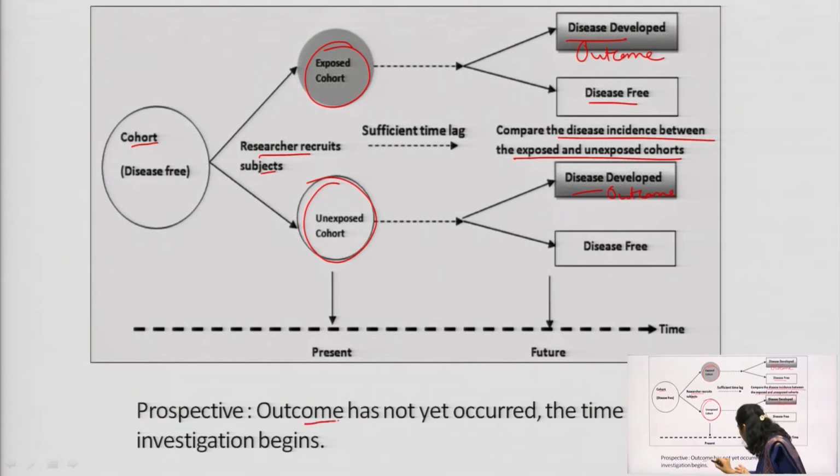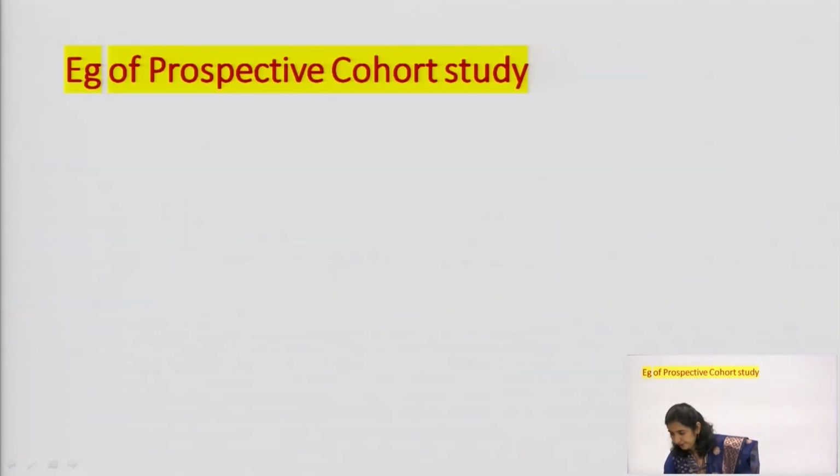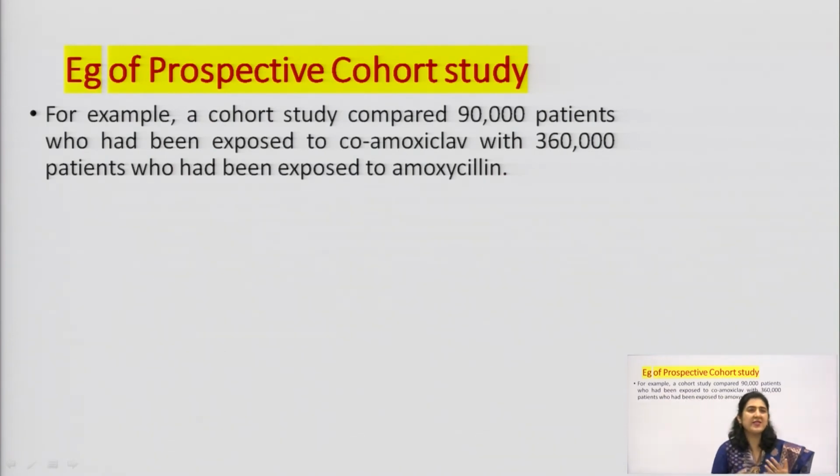So prospective means the outcome has not yet occurred. The time when we start the investigation, the outcome was not there, and we are following them up for the outcome. Example, we will try to understand with an example.